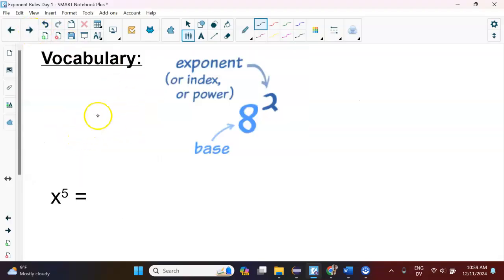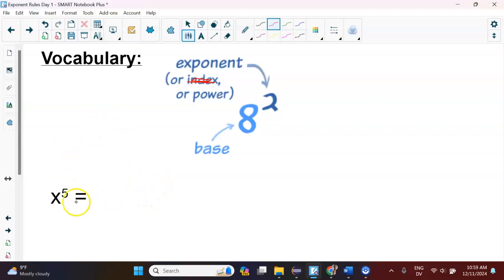Okay, so just before we get too far, some basic vocab you might want to jot down, taking notes, is that the big number here is called the base, and the little number up top is called the exponent. Sometimes it's called the power, or index, though I don't like index here, to be honest. I would usually just call it an exponent or a power.